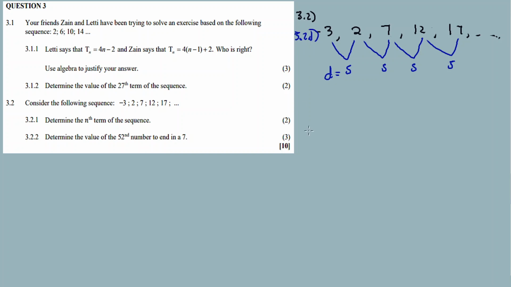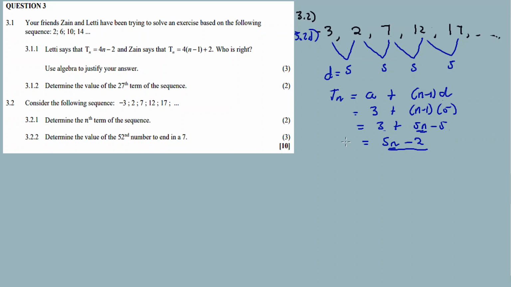3.2.1. Check this out. So the nth term is equal to a, which is the first term, plus n minus 1 times d. What is the value for a? 3 plus n minus 1. What's the value for d? 5. So it's 3 plus 5n minus 5. Then 5n first, so 3 plus minus 5 is negative 2. This is the nth term for 3.2.1.